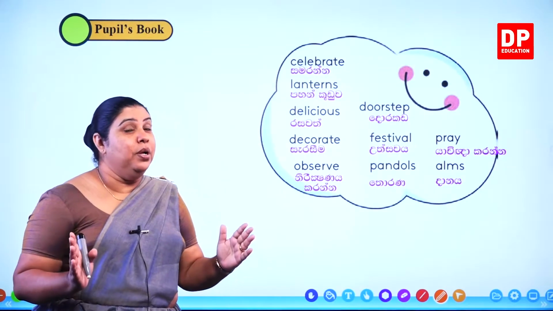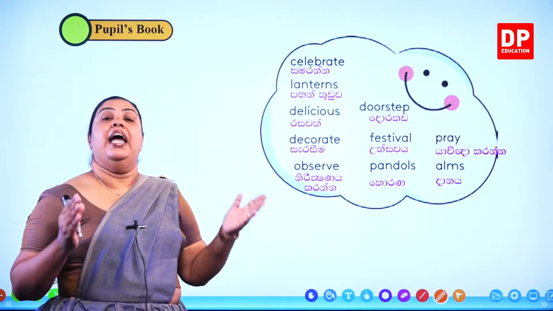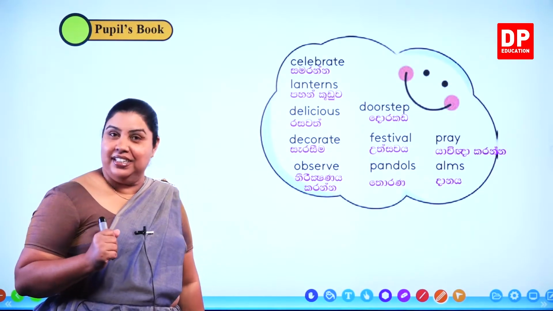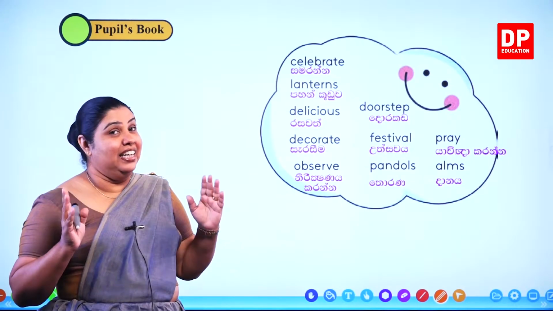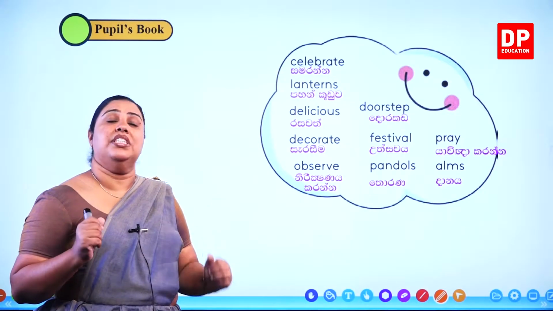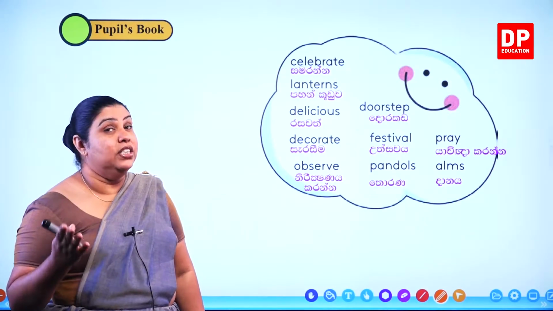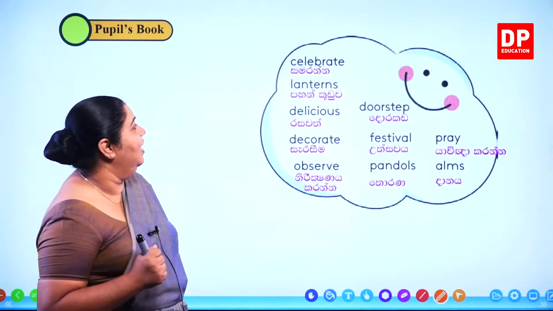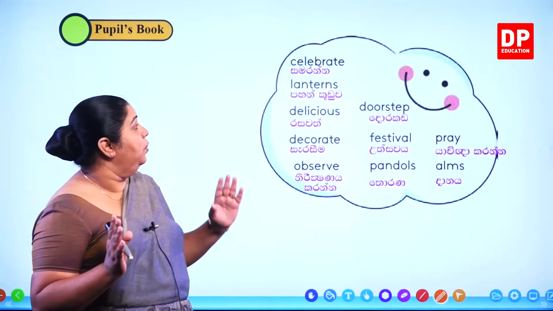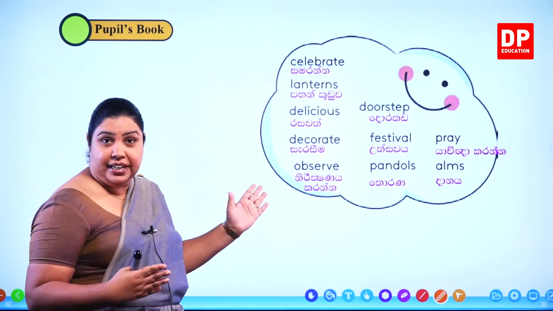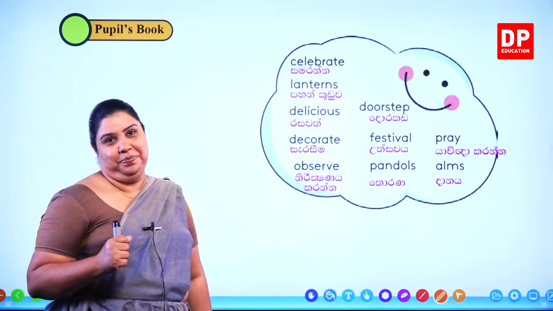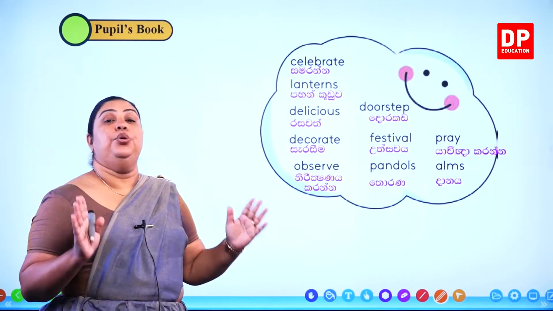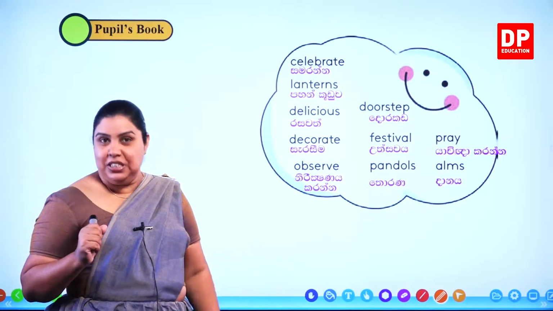Now you have to have your pupils book and your workbook because we are going to do both books together. Okay? Our lesson today is a very, very interesting lesson and you are going to learn so much about the festivals that we are going to have in Sri Lanka. Right. So now we are going to first take a look at the words that we have in our happy cloud. Okay, you have to turn to your lesson number 3 in unit number 4 in your pupils book.